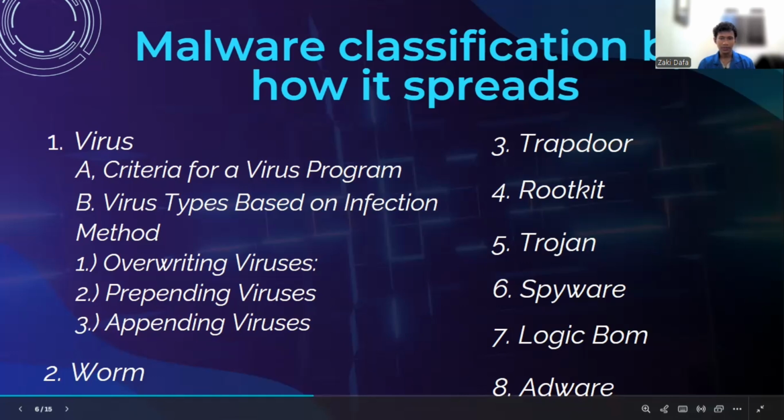The third is the appending virus. This involves the virus adding its code to the end of the host program without altering the legitimate content of the host program. However, the virus modifies the program initialization so that the execution mechanism directs the flow to the virus code first when the program is run.